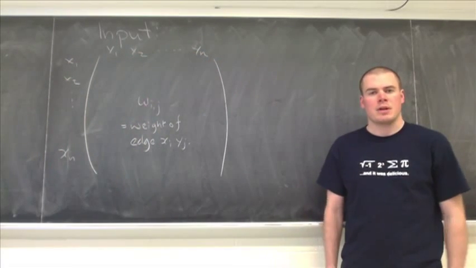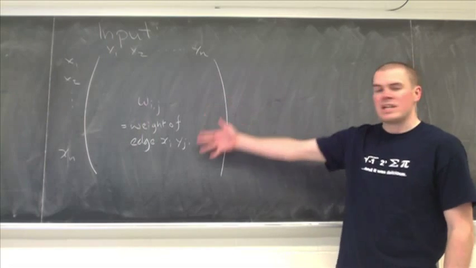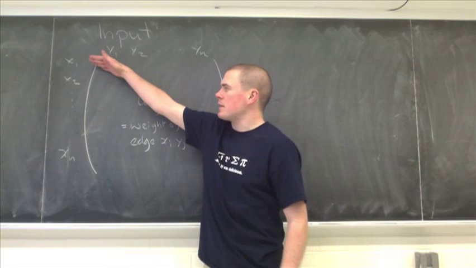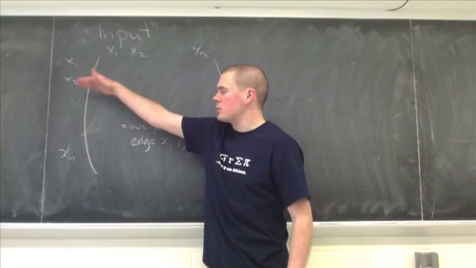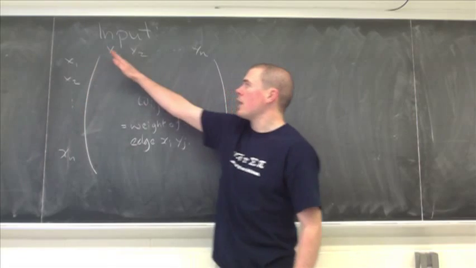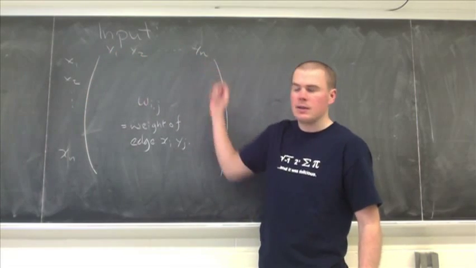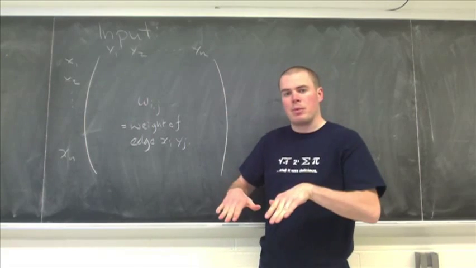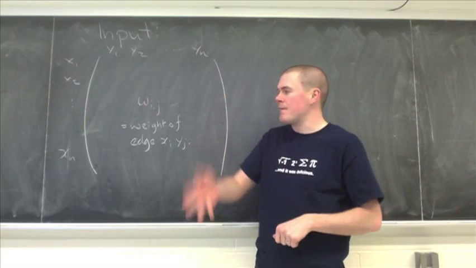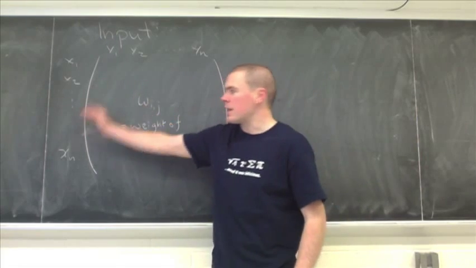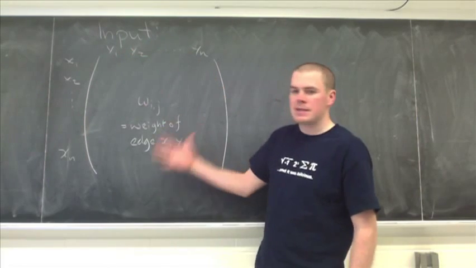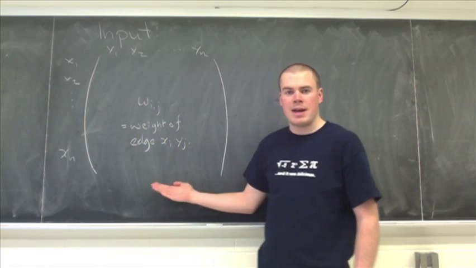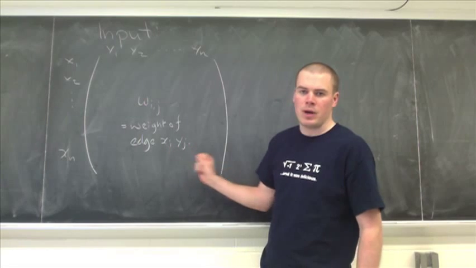The input to the Hungarian algorithm is a weight matrix. The weight matrix corresponds to a vertex set of x1, x2, all the way through xn, and y1, y2, all the way through yn. This corresponds to a bipartite graph where each bipartite set has n vertices. So we have the x side and the y side. And inside the matrix, the entry wij is the weight of the edge between xi and yj.